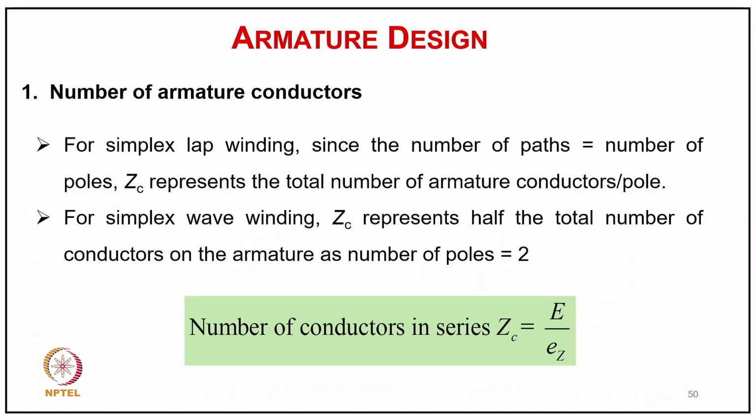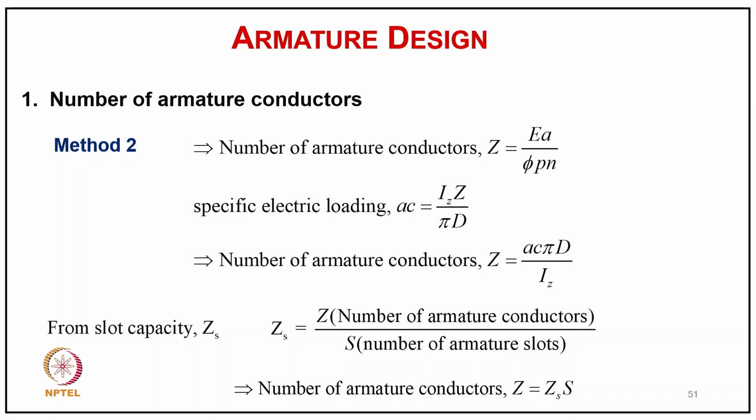Now coming to number of armature conductors. For simplex winding, for normal machines as well as low rating, since the number of paths equal to number of poles, Zc represents the total number of armature conductors per pole. So for simplex wave winding, the Zc represents half of the total number of conductors on the armature as the number of paths is 2. So number of conductors in series is Zc equal to E upon Ez.